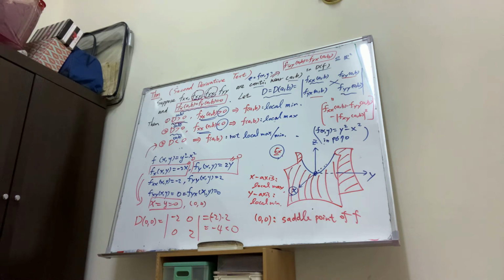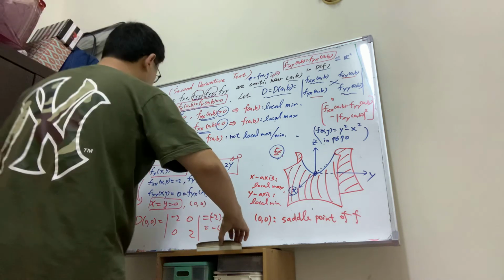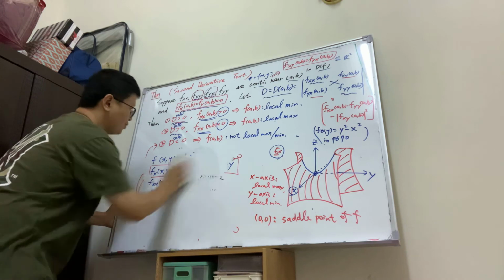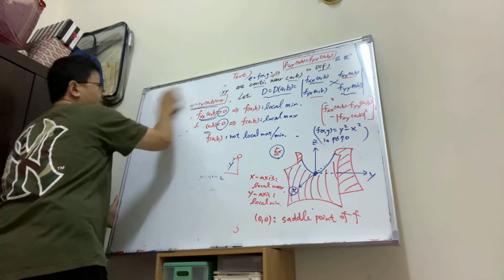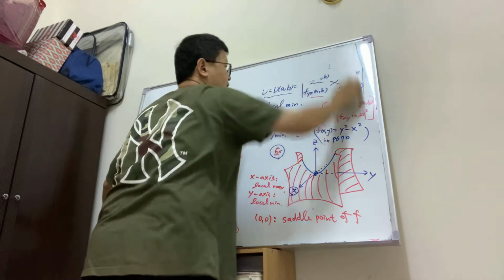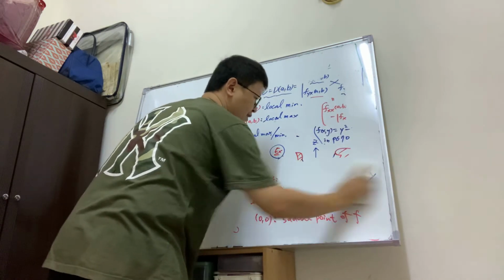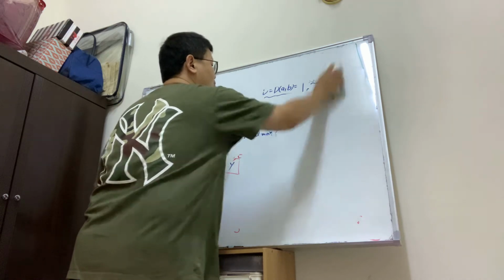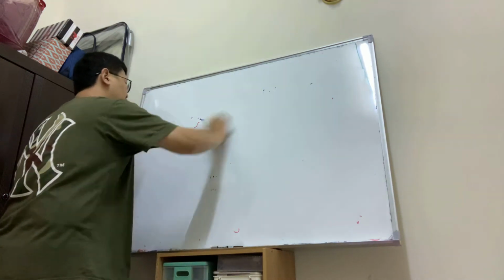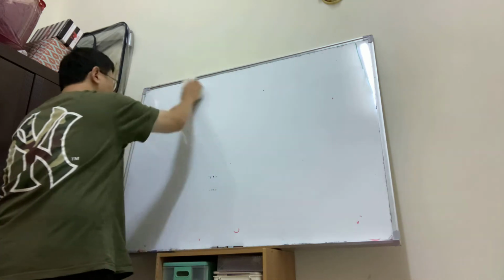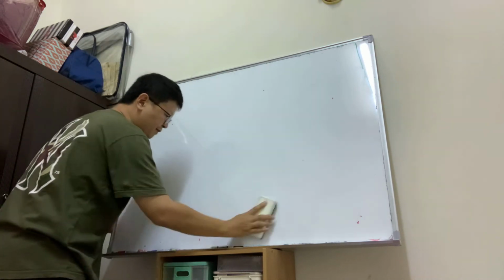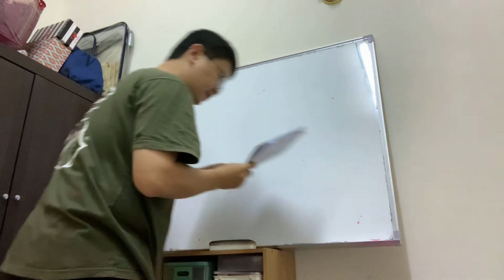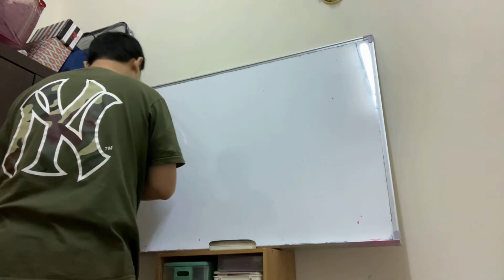Okay, so now I give you another example to practice. For this section, I will give you 3 examples, then we finish this one. Two examples are about the second derivative test, and another one is about the absolute maxima and absolute minima. Anyway, let's see the examples we will consider.